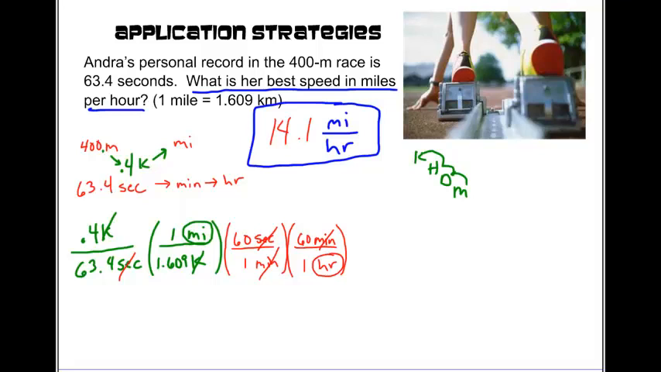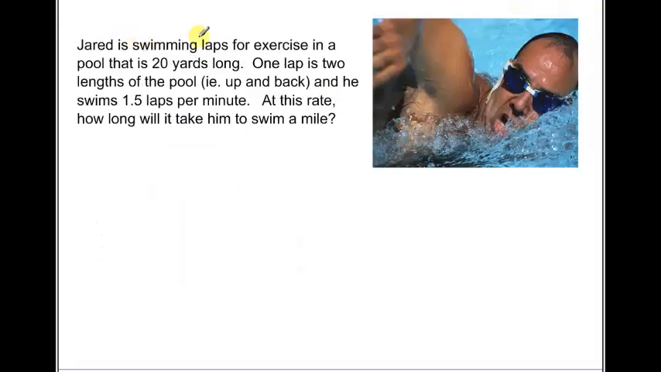All right, that wasn't too bad. Let's see how we do with this next one. Jared is swimming laps for exercise in a pool that is 20 yards long. One lap is 2 lengths of the pool, so he's going up and back. And he swims 1.5 laps per minute. At this rate, how long will it take him to swim a mile?